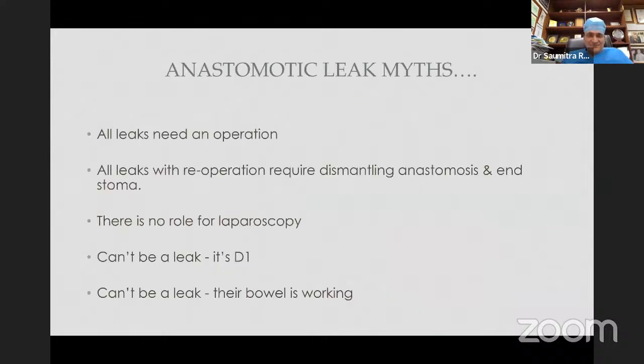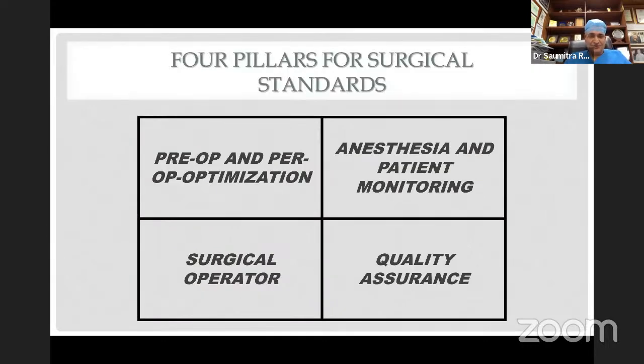I think these are some of the myths of anastomotic leak: that all leaks need an operation. They don't. And that all leaks with reoperation require dismantling of the anastomosis and giving a permanent stoma. And this is again a myth, that there is no role for laparoscopy. Another myth is that on day one, it can't be a leak. And another myth is that their bowel is working, so it can't be a leak. These are the myths which we should not go for.